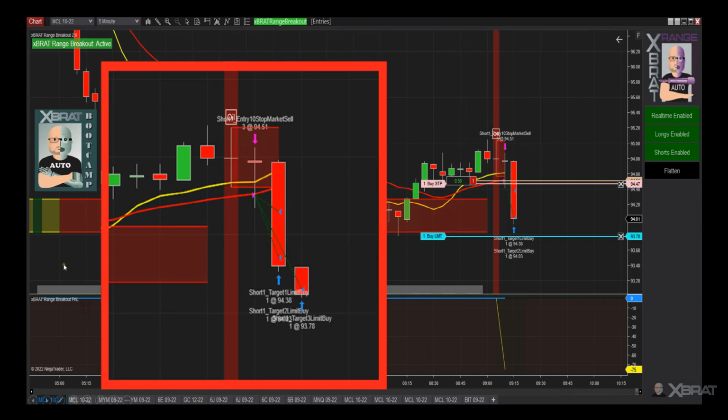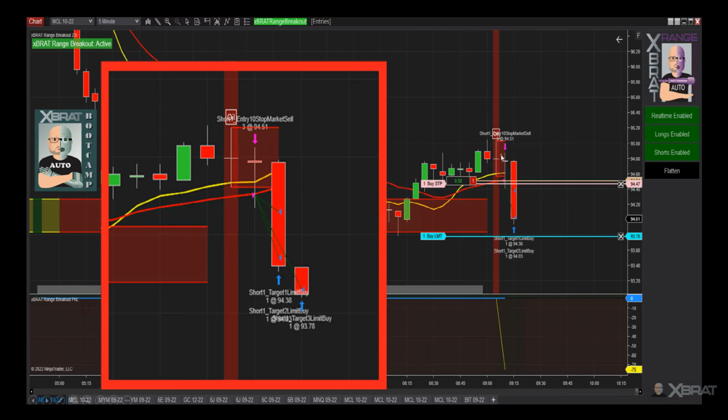Okay. So now we have an opposite trade. So this is micro oil on the 5 minute. It's a short, but what I wanted to do here was show you the trade as it moved. These screenshots were taken live.